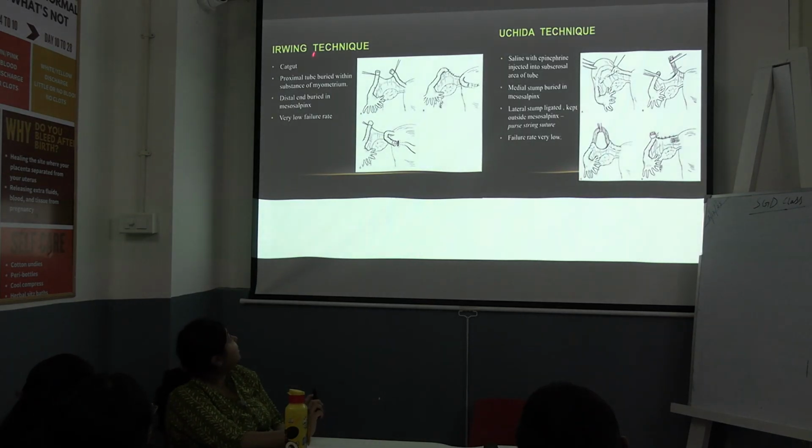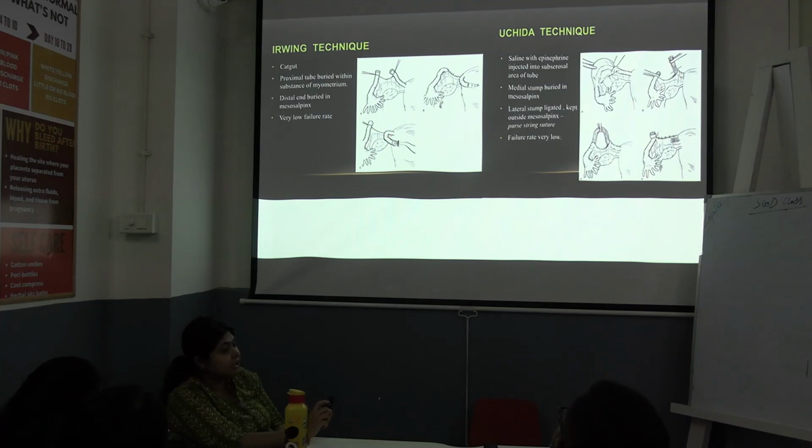Now coming to Irving's technique. Irving's technique has a very low failure rate. Why a very low failure rate? Because one end of the tube is cut and the proximal end of the tube is buried within the myometrium of the uterus, and the other end is ligated and kept above the mesosalpinx. So these two tubes are kept away from each other, there is no chance of recanalization.